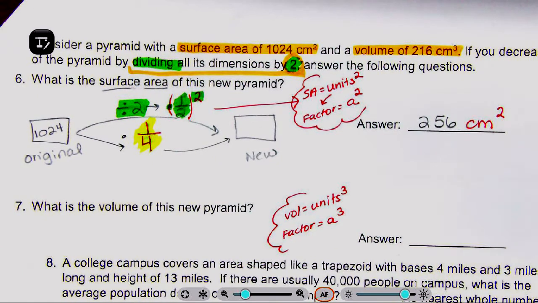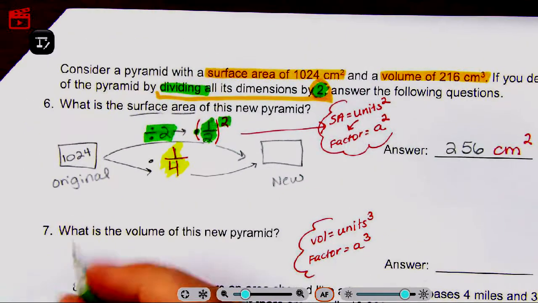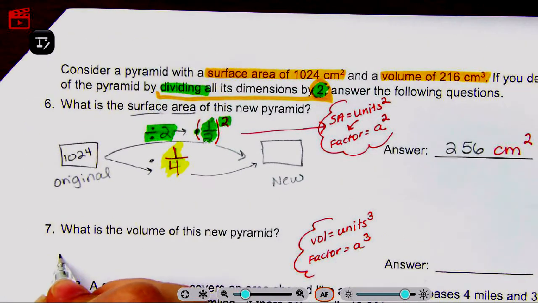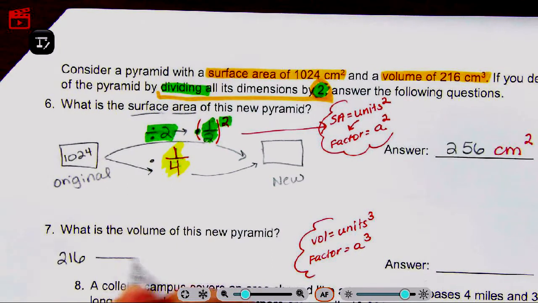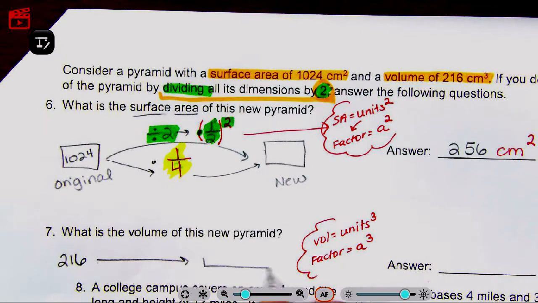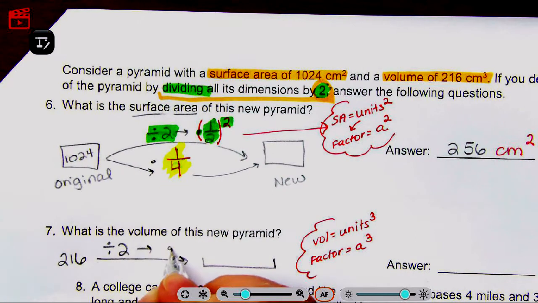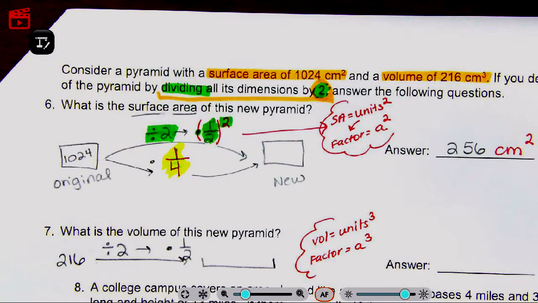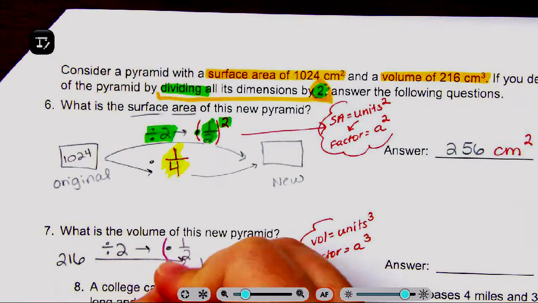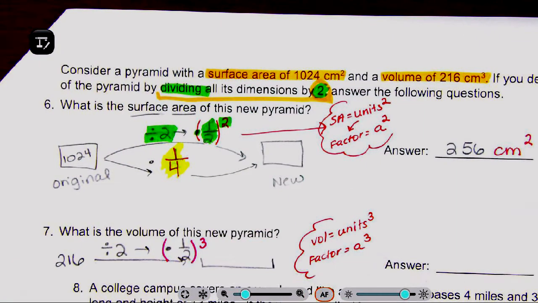Let's do the same thing for volume. Hopefully I don't make a mistake this time. So my original volume is 216. Something happens, and then I get my new. Well, what is something happened? All dimensions are being divided by 2, which means I'm multiplying by 1/2. But I'm not going to be simply multiplying by 1/2 because I know that volume is always cubed.